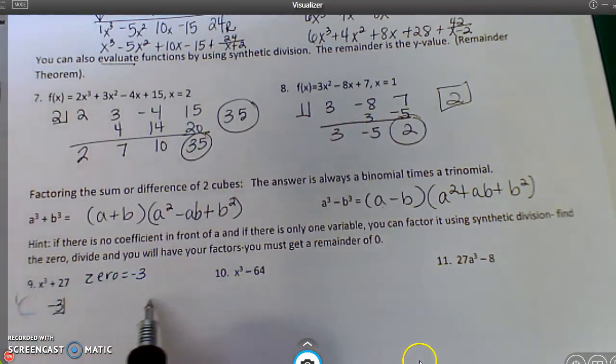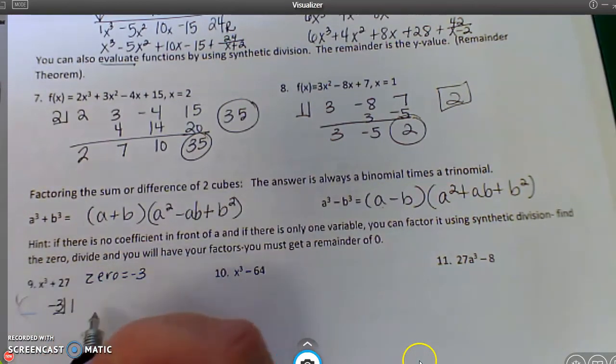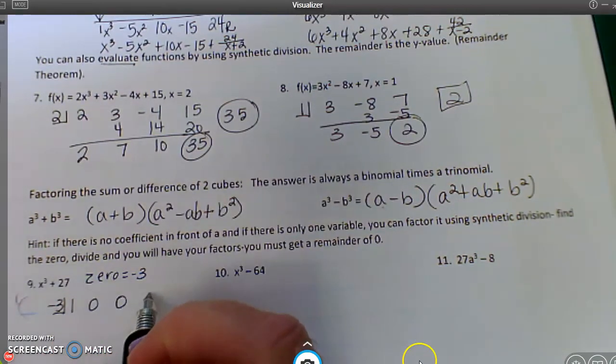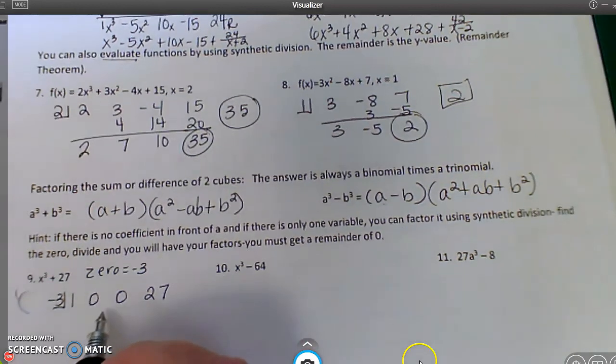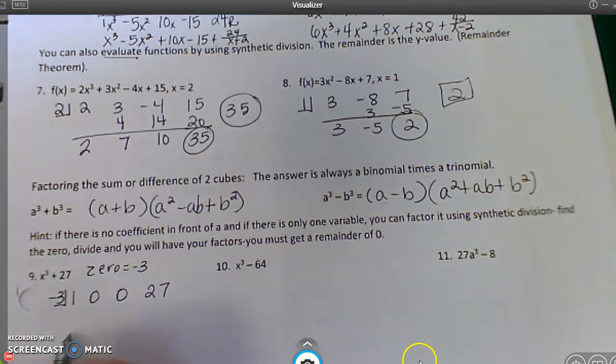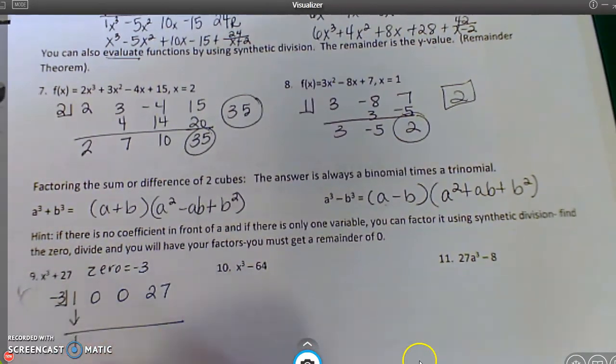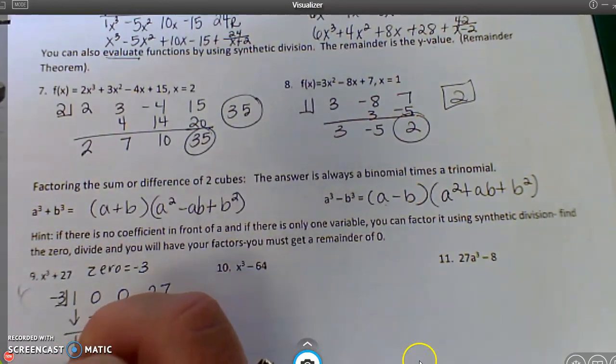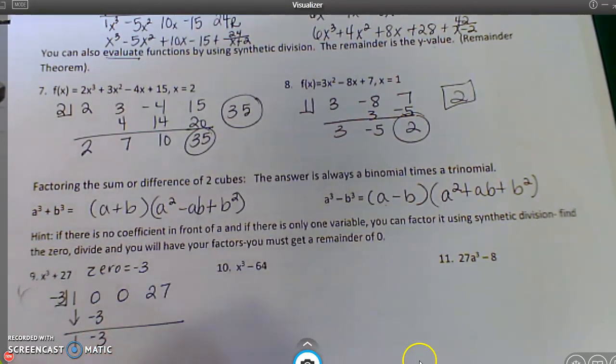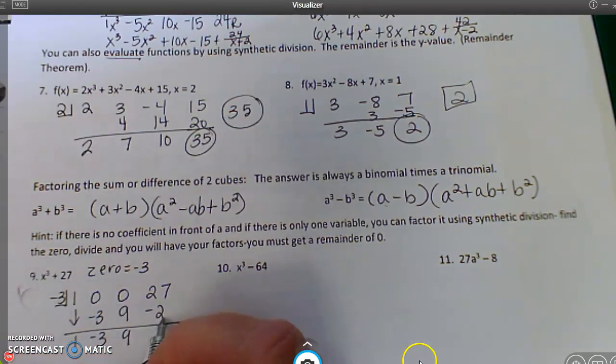And then I write out my things like I have been. 1, here I'm missing an x squared and an x, and then the number. So I'm missing 2 things there. You need both of them. Bring down your 1. Multiply, add, multiply, add, multiply.